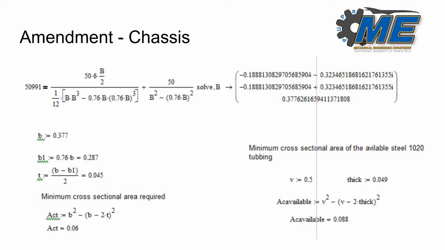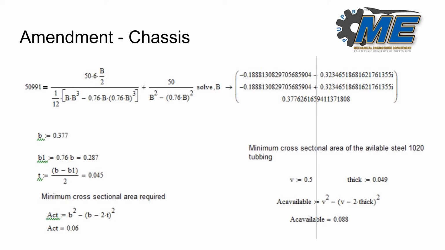For the amendment of the chassis, the dimensions will change because the force applied by the vehicle and all of the components will be much less than the 3,000 that was originally stated for the project. The new force to be applied will be 50 pounds. Changing to 50 pounds in all of the equations, we have a new minimum cross-sectional area of 0.06 square inches.